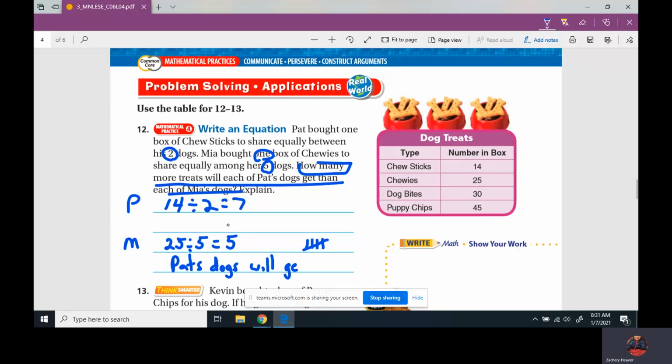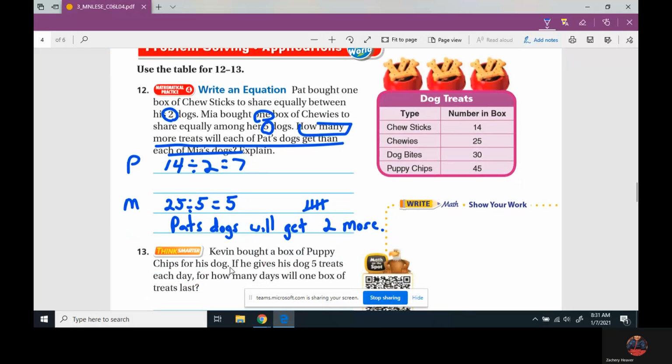Pat's dogs will get 2 more. Just like that. Pat's dogs are going to get 2 more.